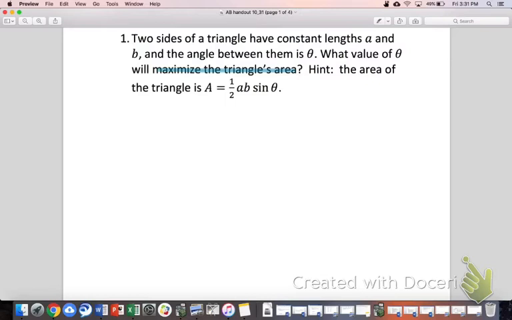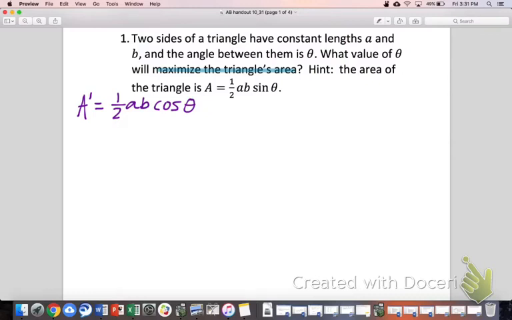I do have this nice formula for area here, so I'm going to go ahead and find A prime, remembering that a and b are constant. So I'm going to get A prime equals 1/2 ab times cosine of theta. Remember that 1/2 ab is just a constant multiple, and so we're going to essentially only differentiate sine of theta, and then we just multiply the 1/2 ab back in there. So that is what A prime is.